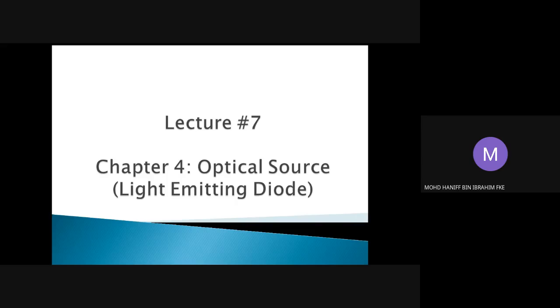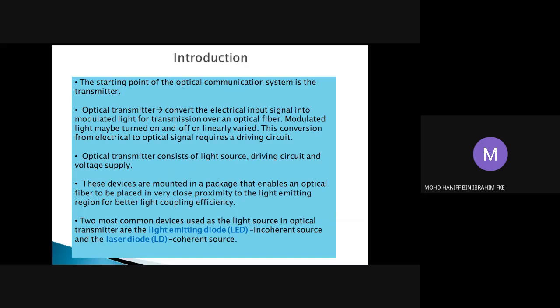We're going to learn about the light emitting diode. You can refer to the course information on this chapter 4. As I mentioned before, there should be two main components or two main devices to be learned in chapter 4. The first one will be the LED, followed by the laser diode later on in lecture 8 after this.